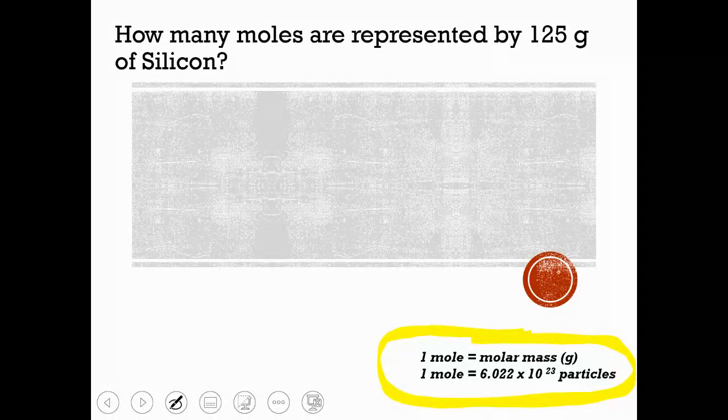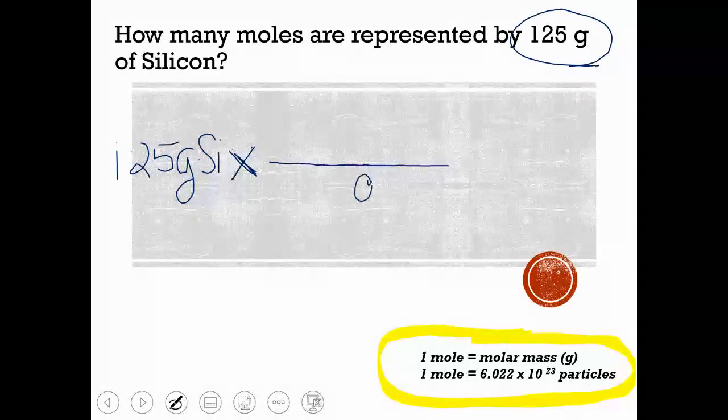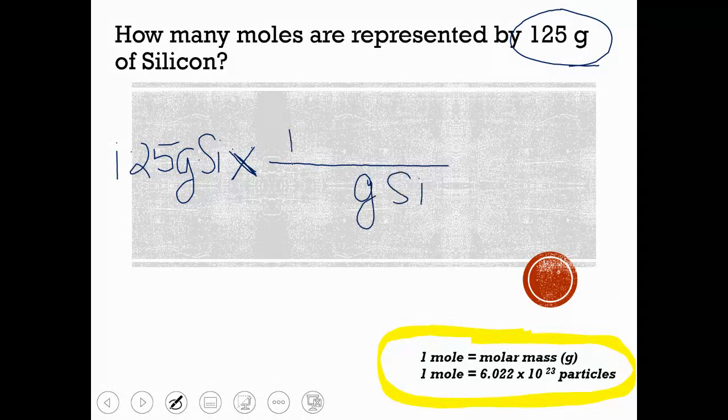So just like the other factor label problems that we learned earlier, we're going to start with the number that we are given, and you should always put a label on it. That is grams of silicon. And then you use these equalities that are listed below to do a conversion. We know that the molar mass in grams is equal to 1 mole. We need to put the grams of silicon on the bottom, the 1 mole of silicon on the top. And when I look on the periodic table, I can see that it is 28.09 grams.